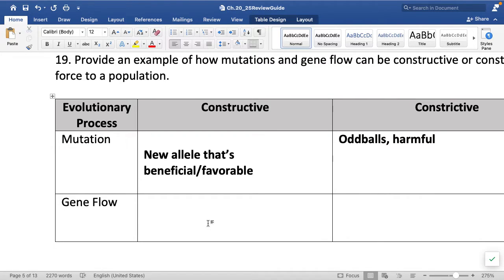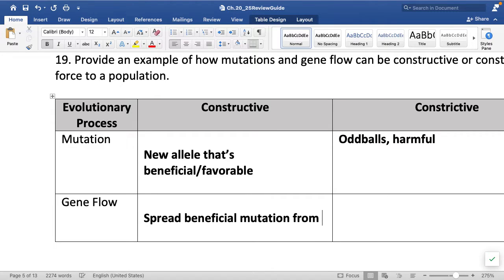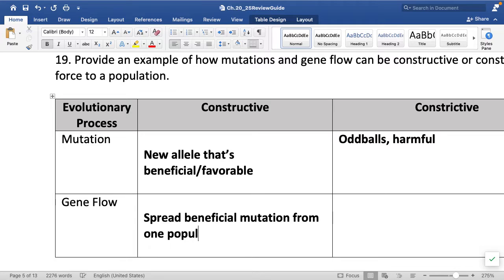Constructive for gene flow: it can spread beneficial mutations from one population to the other population. Constrictive: it can spread harmful alleles, spread more disease. It could impede adaptation too.